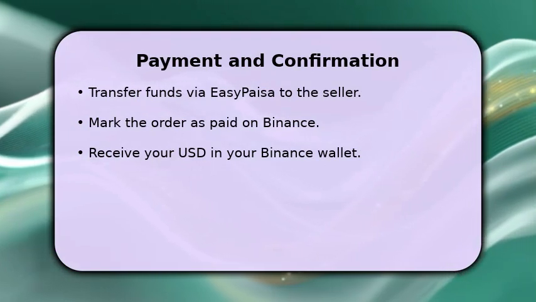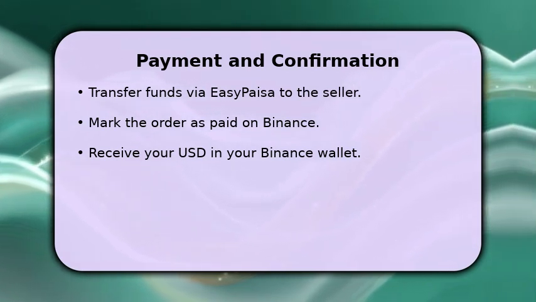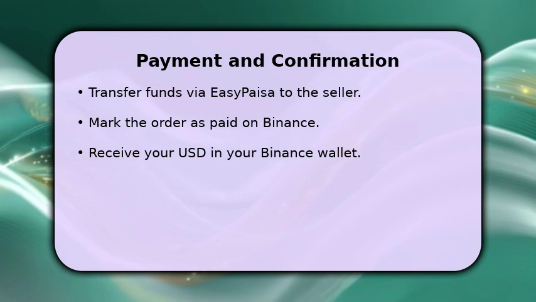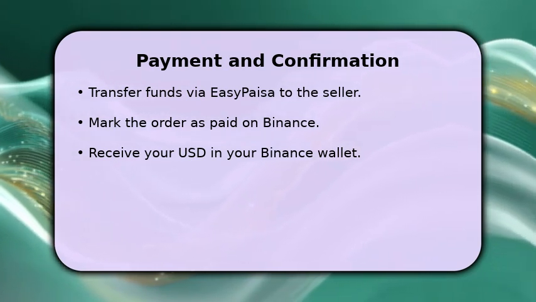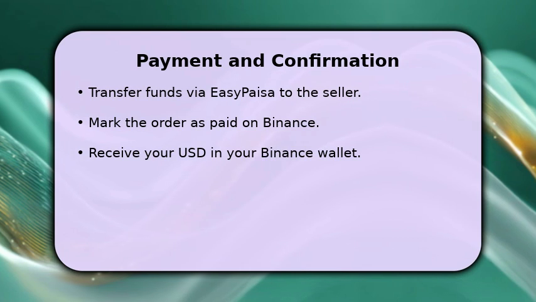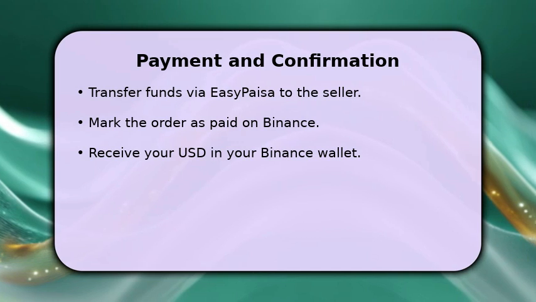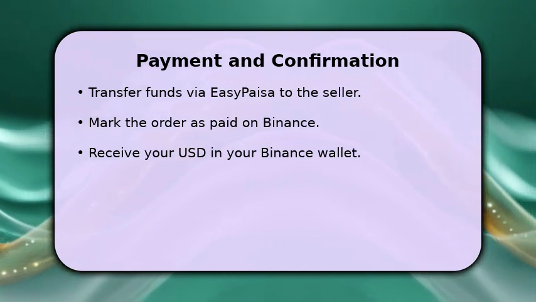Finally, transfer the agreed-upon funds to the seller using your Easypaisa account. It's crucial to do this within the given time limit. After sending the payment, return to Binance and mark the order as paid. The seller will then release the USD, and it will appear in your Binance spot wallet. Congratulations, you've successfully bought dollars.